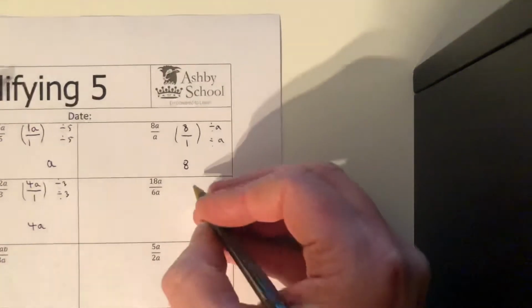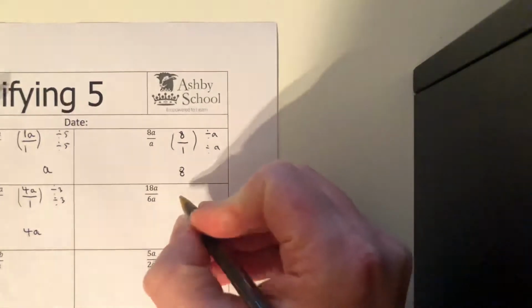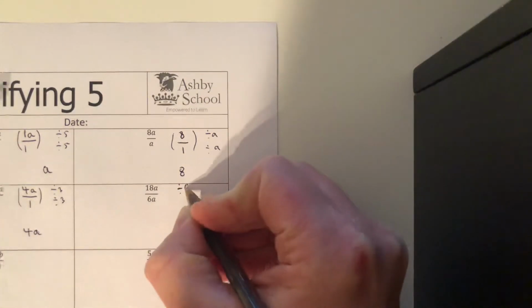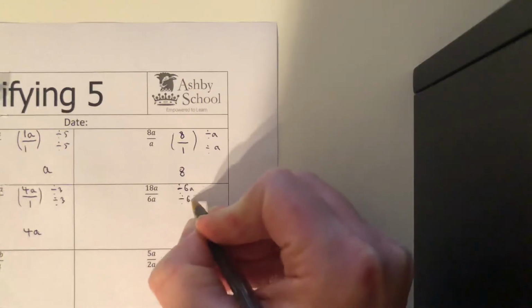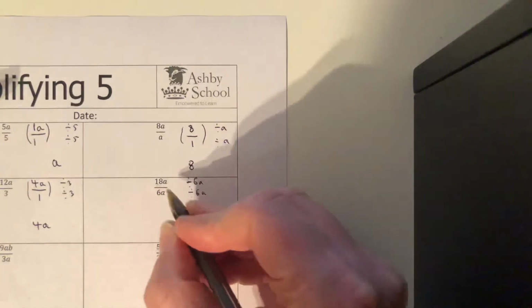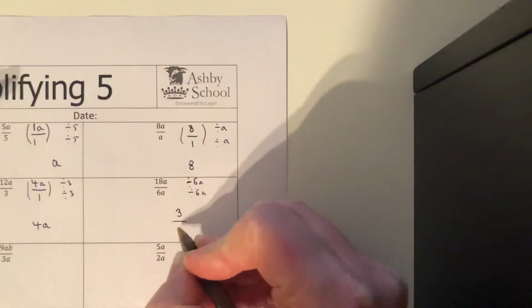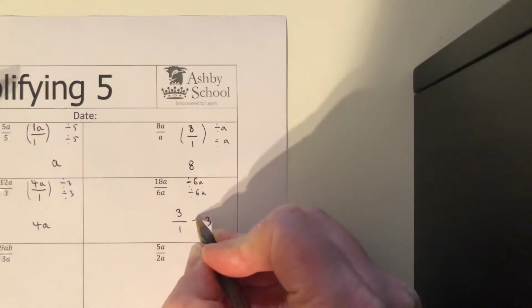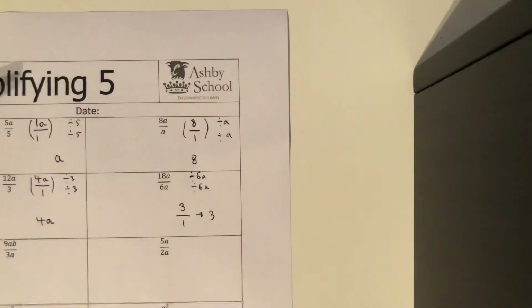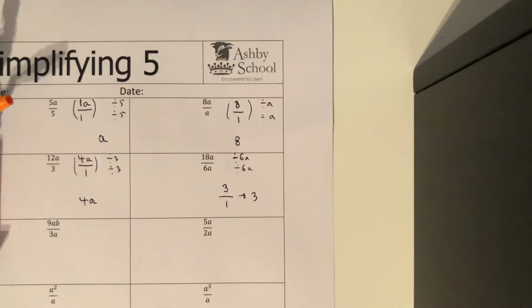So technically, the highest common factor top and bottom is 6a. So what we would do is divide by 6a top and bottom, and that would leave you with 3 on the top and just 1 on the bottom, or 3 as your answer. So 3 divided by 1 is 3.